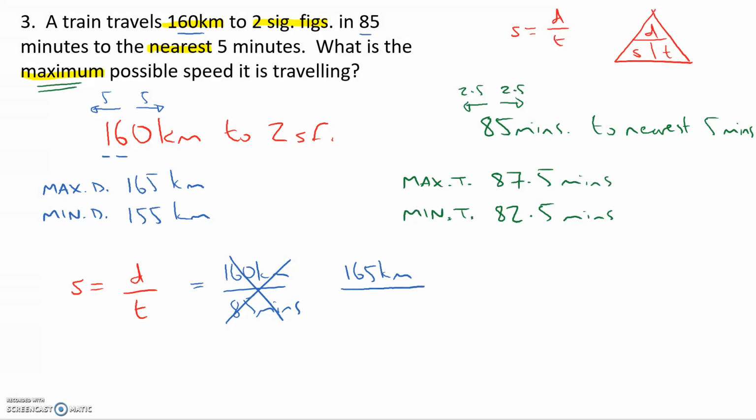And what time is going to give me the maximum speed? Well, think carefully. I'm dividing by time. If I divide by a bigger number, my overall answer is going to be smaller. I want to divide by the smallest number possible. So I'm going to choose the lower bound for time. I don't want 87.5, I want 82.5 mins. So, having worked out the bounds, we've got to choose the correct ones. If we want the maximum speed, the correct bounds are the maximum distance, but the minimum time. These are the bounds we want. They're going to give us the biggest value of speed.